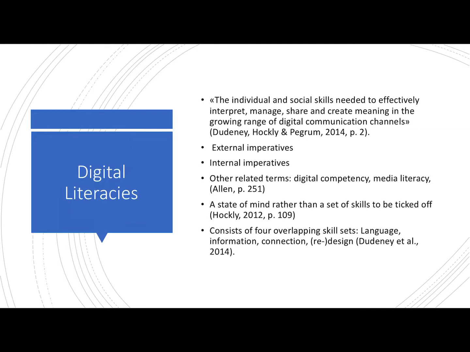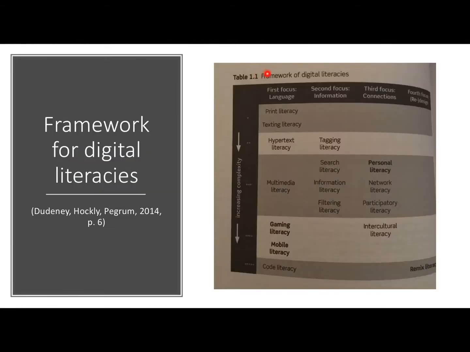There are other related terms such as digital competency, media literacy, but Hockley and Dudney et al. use digital literacies, and furthermore they view it as a state of mind rather than a set of skills to be ticked off. Nonetheless, it consists of 4 overlapping skill sets: language, information, connection, and redesign focuses. And this is then shown through the framework for digital literacies found in the book of Dudney et al. And furthermore, they reveal that within those there are subcategories which also have various degrees of complexity.